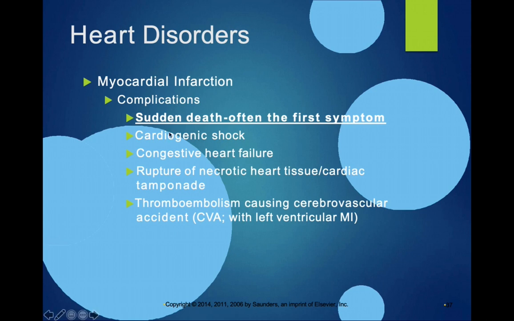Okay, so sudden death, it's often the first symptom. Cardiogenic shock, congestive heart failure, rupture of the necrotic heart tissue, and a thromboembolism causing a stroke, right? Cerebrovascular attack. So you can have a thrombosis and it releases itself and it starts to travel and it gets caught in a smaller blood vessel.